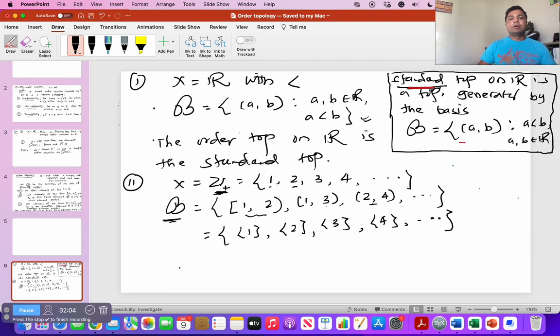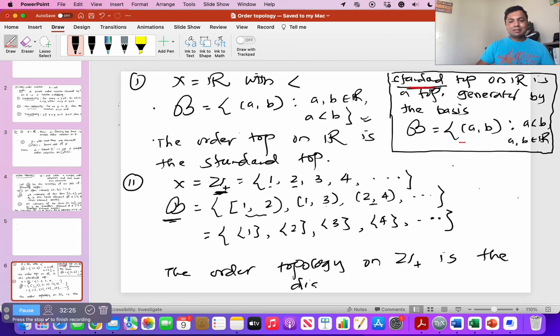So our order topology on this set is a discrete topology. Okay, so the order topology on Z plus, which is the set of positive integers, is the discrete topology on Z plus. The discrete topology is basically the collection of all the subsets of Z plus, like a power set. Okay, all right, that's all for order topology.